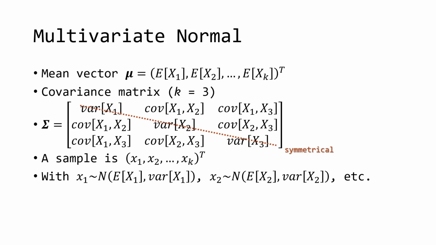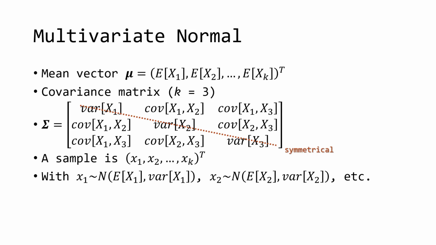Now let's look off diagonal. We see that for each row and column, the value is the covariance of two of the variables. In row 1, column 2, it is the covariance of x1 and x2. For row 1, column 3, it is the covariance of x1 and x3, and so on.